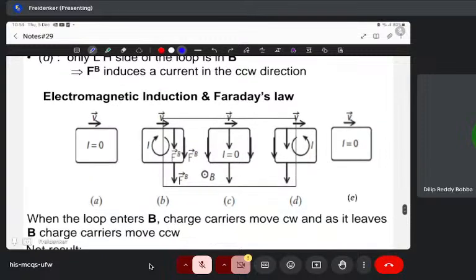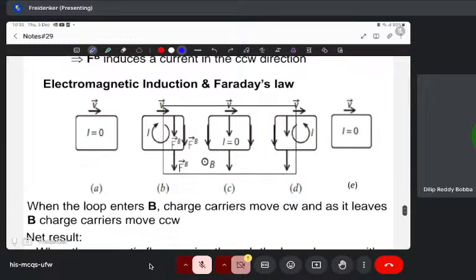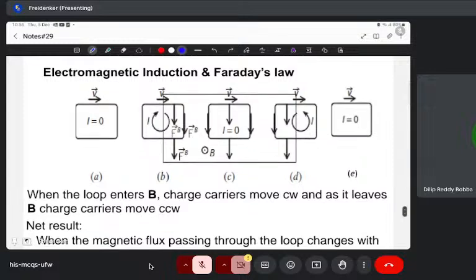So this phenomenon is called electromagnetic induction. There is a more formal definition. We'll see it.